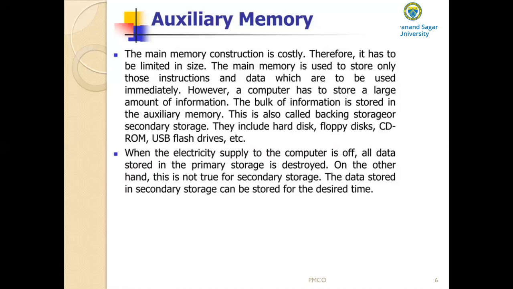When the electricity supply to the computer is off, all data stored in the primary storage, that means the main memory, is destroyed. On the other hand, this is not true for secondary storage. The data stored in secondary storage can be kept for the desired time. Devices that provide backup storage are called the auxiliary memory. Examples are magnetic disks and tapes. Your hard disk is an example of the auxiliary memory.